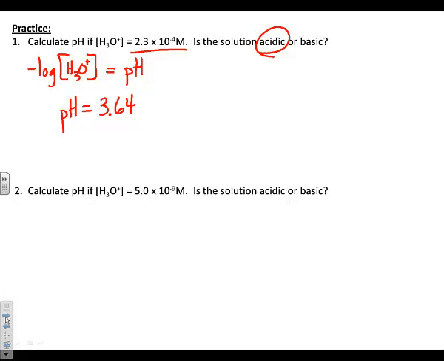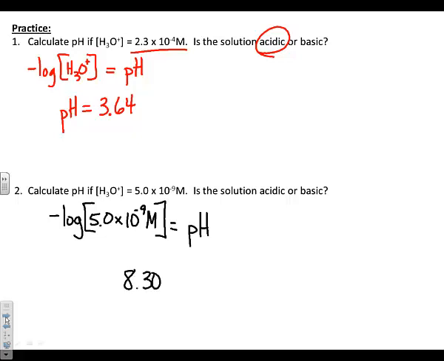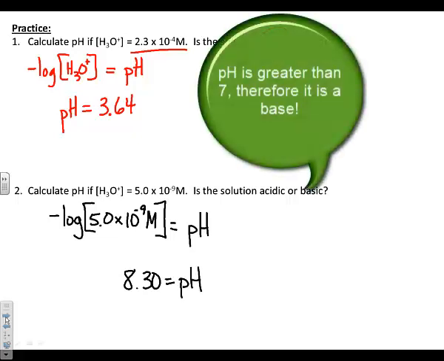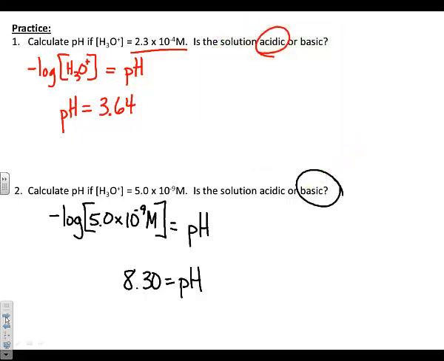Second question here. Calculate the pH if hydronium is 5.0 times 10 to the negative 9. Is it acidic or basic? It's the same question with a different number. We're still just going to use the negative log of our hydronium concentration. Still going to find the pH. And if that pH is less than 7, it's an acid. If it's greater than 7, it's a base. If it's 7.00, it's water. Cool. Yes, sir. pH is greater than 7, so it has to be a base. Awesome. It's pretty simple stuff. That's pretty straightforward. Is that as hard as it gets?